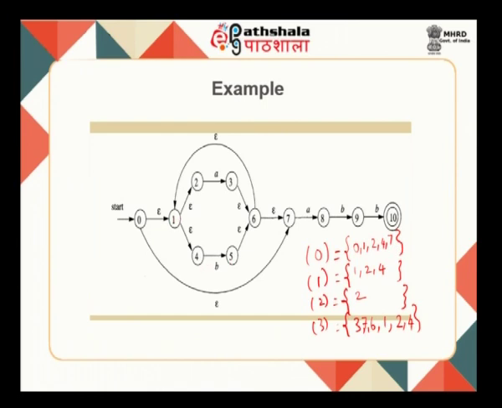Okay. And 4 will be only 4, 5 will be 5, 6, 1, 2, 4 and 7. 7 is only 7, 6 will be 6, 7, 1, 2, 4, 8 will be only 8, 9 will be only 9 and 10 will be 10. So, with this pre-processing, okay, let us now do the transition.